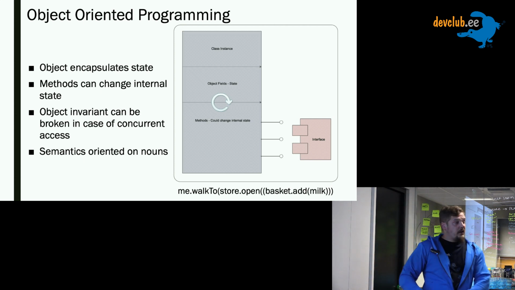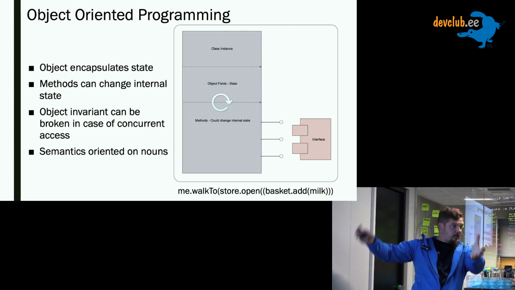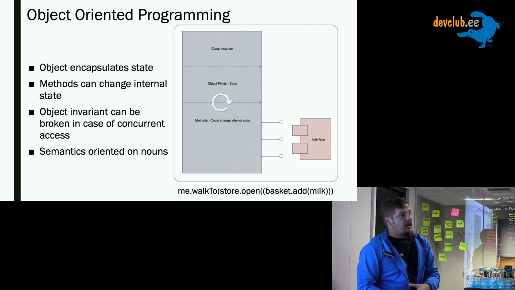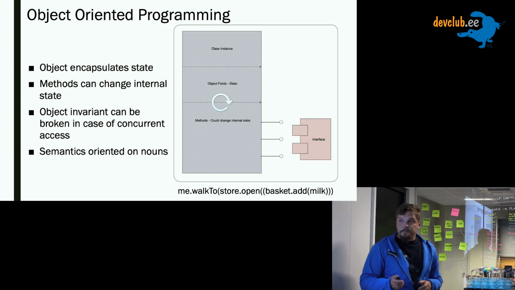And the most important, the semantics of object-oriented programming is oriented on nouns. So like me, who has some method walk to, take some object as a store or shop, open, and so on. You can see sometimes it's even quite verbose.